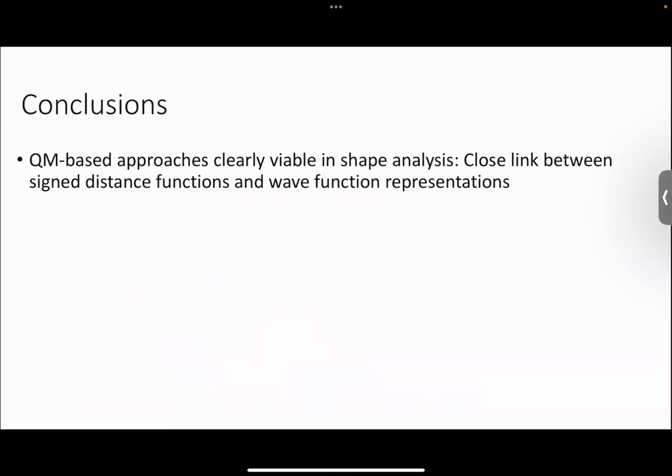Okay, so to conclude, I think we have shown that QM approaches are clearly viable, both from what Michael told you earlier and in this talk, and there's clearly a very close link between signed distance functions, Hamilton-Jacobi theory, and wave function representations. It remains to be seen, of course, whether these wave function representations can be taken further into a quantum computing world where the wave function would be implicit. Clearly, we have thoughts for the future based on our own experiences in doing this kind of work. So I'll just leave you with some thoughts, which I think had not been talked about earlier.